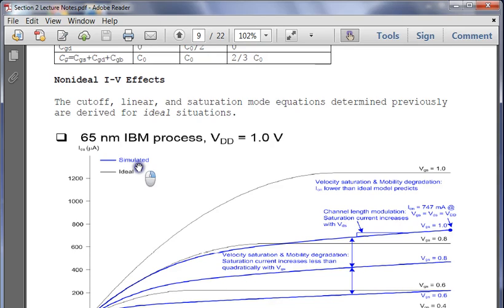So all of these issues, as we're trying to get the computer smaller and smaller, we have to deal with all of these things. So this plot is just your normal one. Now you stop accounting for different types of simulated versus ideal, and now you have the simulated one. This is what happens when you deal with channel length modulation, velocity saturation, and mobility degradation.